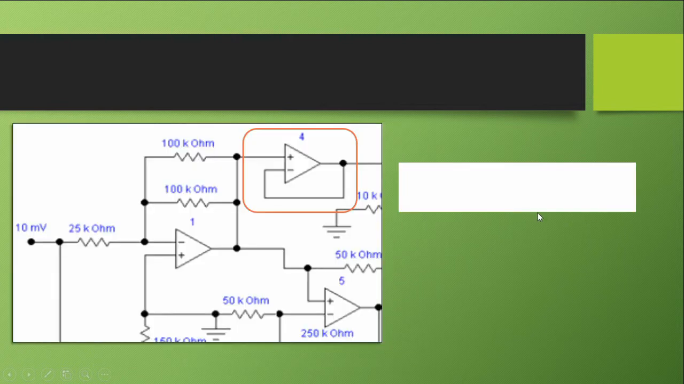Next is op amp 4. What configuration is this? This is a voltage follower, right? For a voltage follower, the output is equal to the input. So V out for op amp number 4 is just equal to the input. But what is our input?